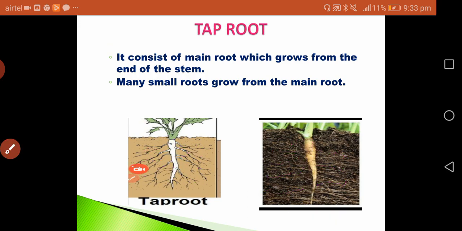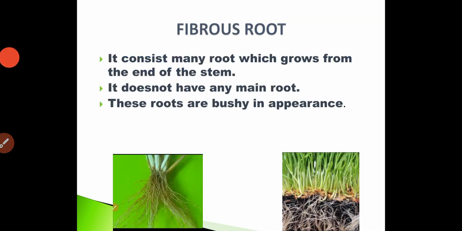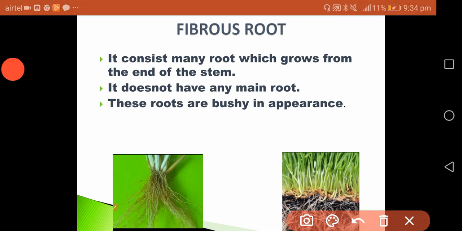Moving forward, now we'll study the fibrous root. What is a fibrous root? When you see the picture, you see there is no main root. There is no main root in the fibrous root. It consists of many roots which grow from the end of the stem. That's why it gives a bushy appearance. It means they look dense and thick because it doesn't have any main root and many small roots are growing from the end of the stem. So this type of root is known as fibrous root.